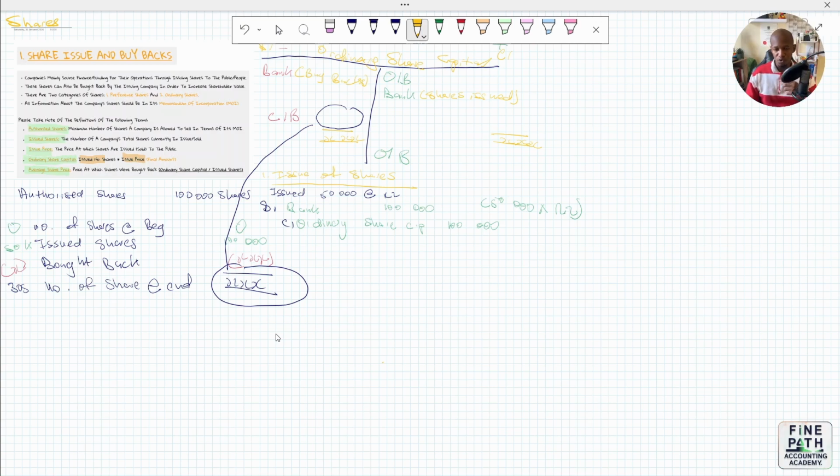What we need to realize with that transaction is that the company is now giving up part of the capital that they had initially received. So they are giving up some of the value back. That will decrease our ordinary share capital, as we've highlighted initially there, right?